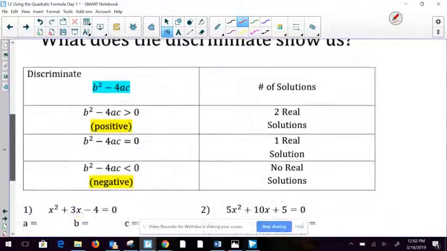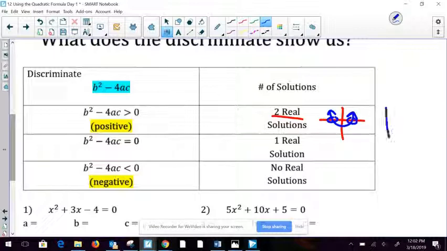If, when you do that discriminant, you get a positive number, you end up with two real solutions. So that means you're going to have two different answers, which means if we were to graph this, our beautiful parabola would either hit it 2 times like this, or you could have a frowny face one, in which case it would still hit 2 times.